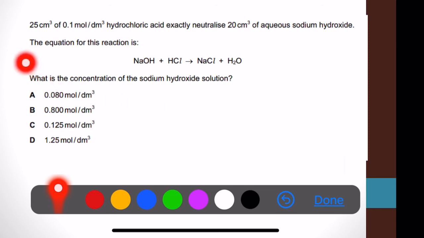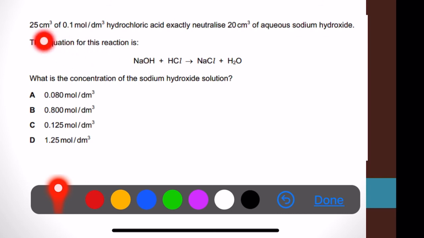Next question: 25 cubic centimeters of 0.1 mole per cubic decimeter hydrochloric acid exactly neutralized 20 cubic centimeters of aqueous sodium hydroxide. The equation for the reaction is given here. What is the concentration of the sodium hydroxide solution?